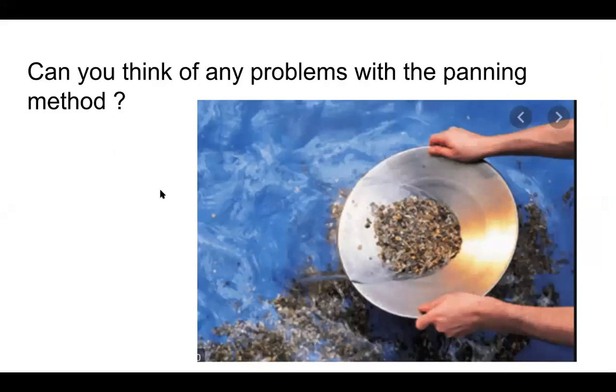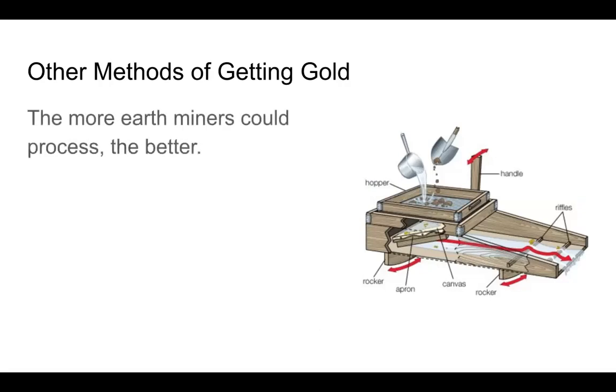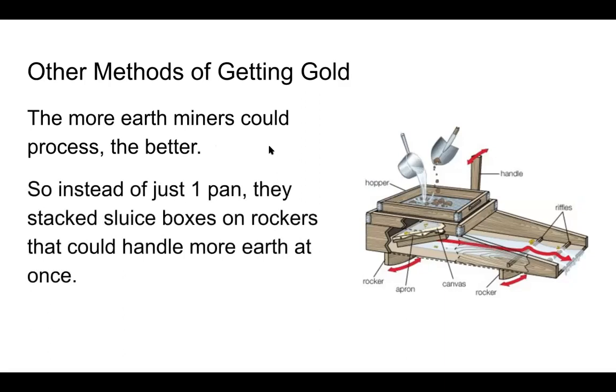So a good time to check in with students too if they can figure out any problems that there might be with the panning method. And so that brings us to some other methods that can be used to achieve this goal of trying to get more gold. So the idea is that the more earth that you can process, the better. So we end up with, this is called a rocker or a sluice box. So you're going to be pouring lots of water, lots of earth here in this pan. There's a handle here, and then it would rock back and forth. So you can try to separate out the gold from the pebbles.